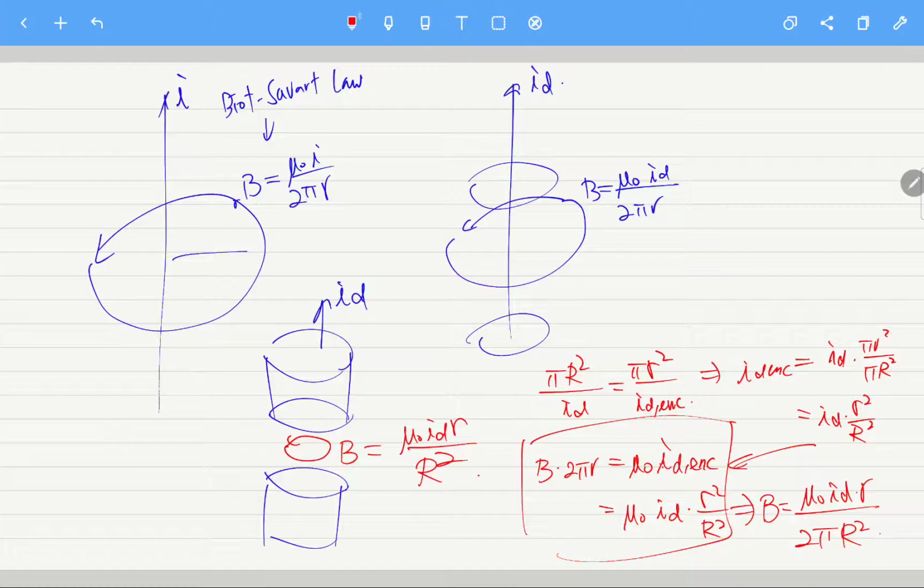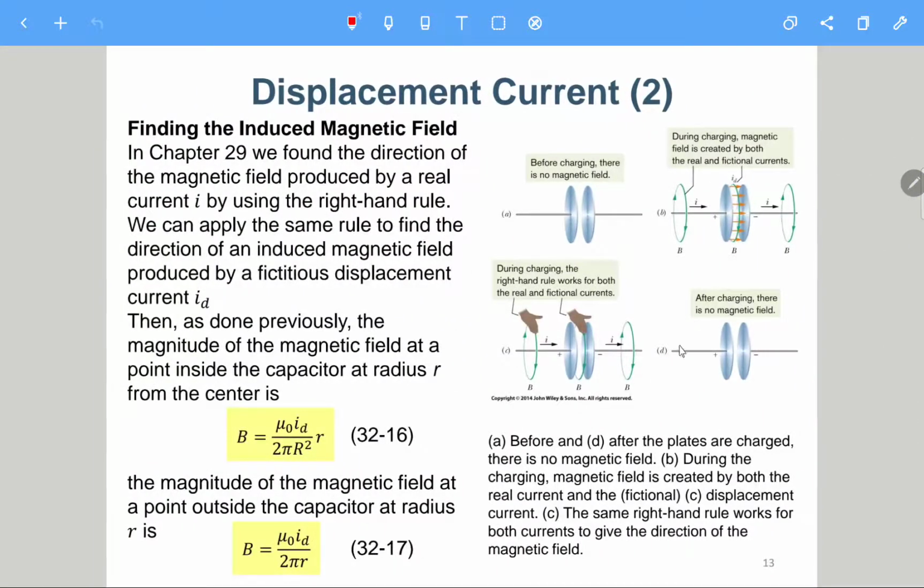Yeah, so we can use Maxwell's law to derive a similar expression. The only difference between this one and the one we derived in chapter 29 is that for that one it is constant current, and now it is a displacement current. So the expression should be the same. You just change I into I_D. The steps to derive it are actually the same.